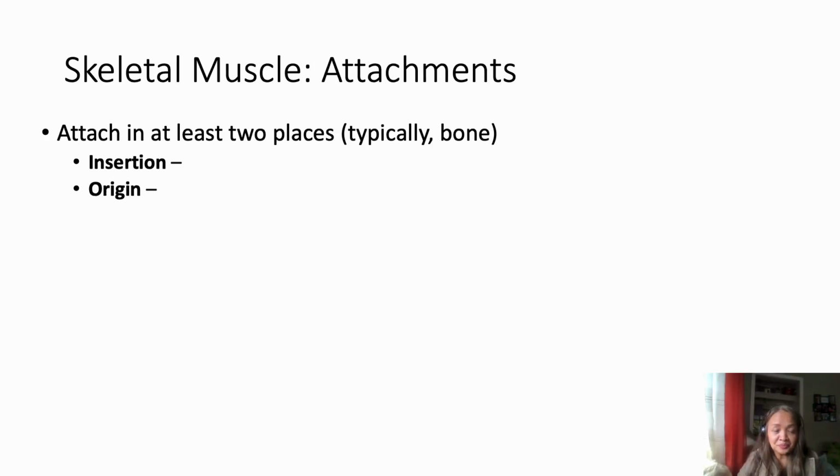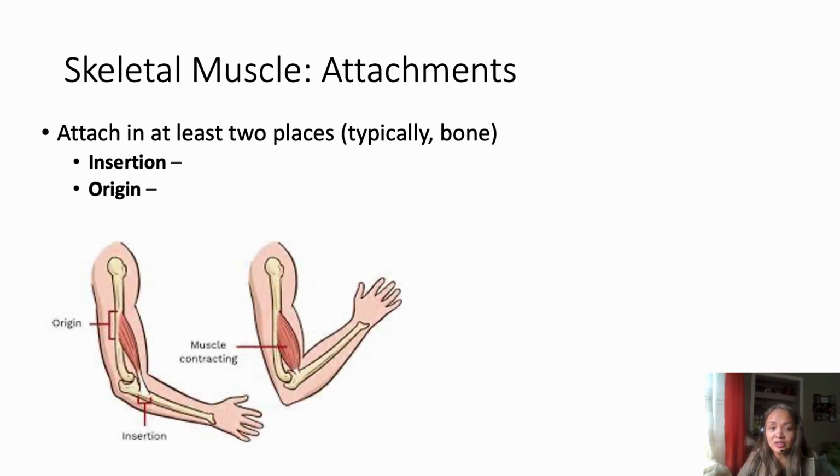So a quick review. Muscles are attached in at least two places. These attachments are usually the bone. One is labeled an insertion and the other one an origin.